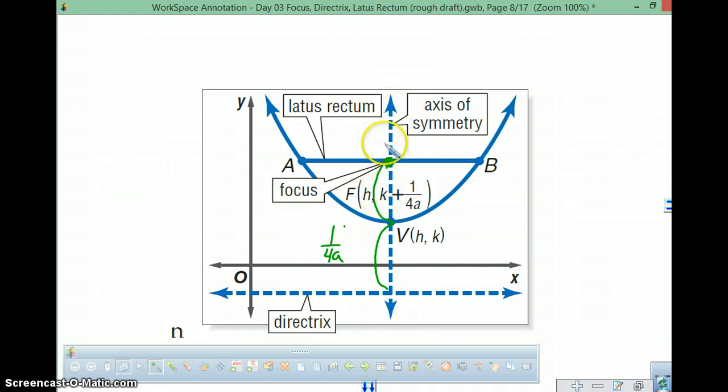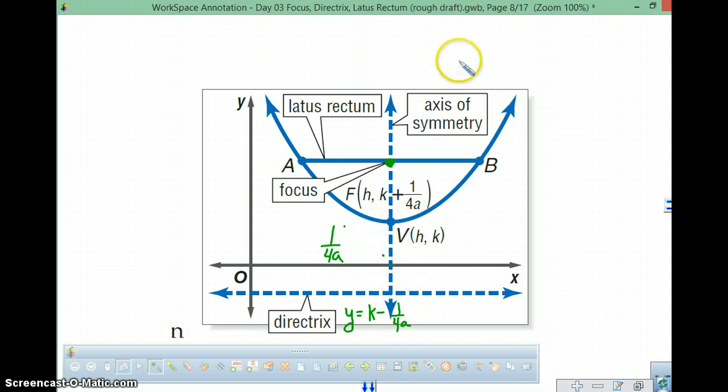So think about it. The coordinates of this focus point up here are going to be h, because the x-coordinate's not changing, comma, k plus 1 over 4a. The equation of this directrix is going to be y equals k minus 1 over 4a. Okay? You don't have to memorize these equations. Just remember it's going to be 1 over 4a below whatever the vertex is.